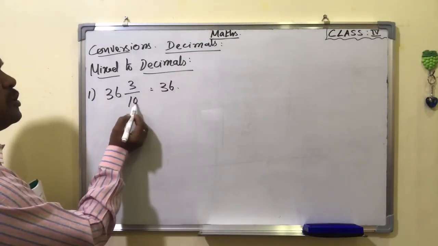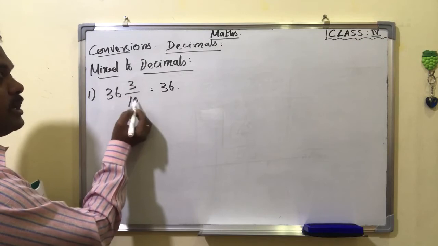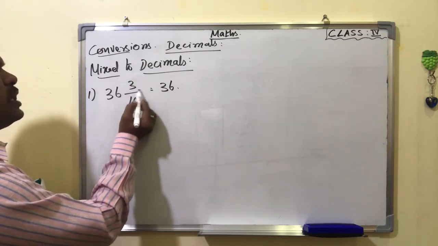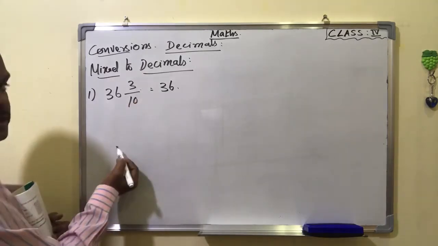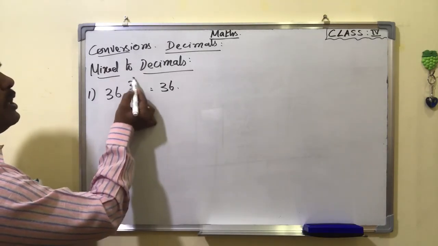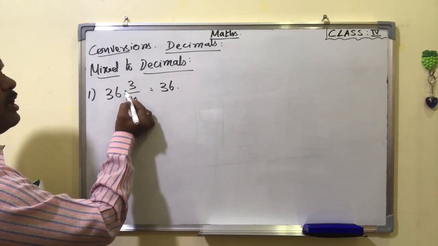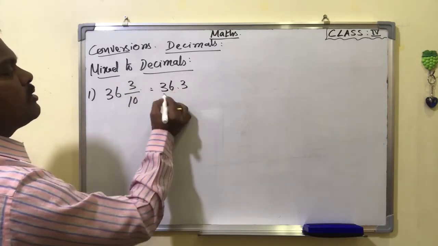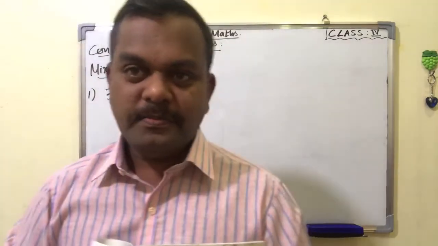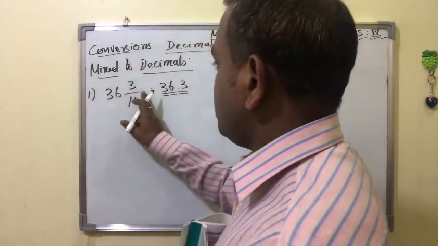Now we are going to change this 3 by 10 into decimal form. How many zeros are there? Only one 0. If it is only one 0, you have to move only one decimal place to the left side. So the point will come here: 36.3. This is the answer. Just move the decimal point to the left side.